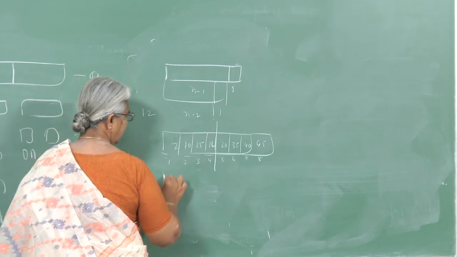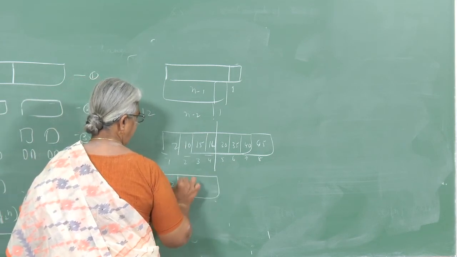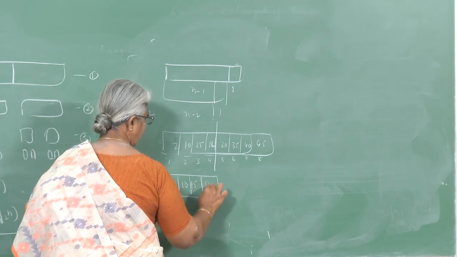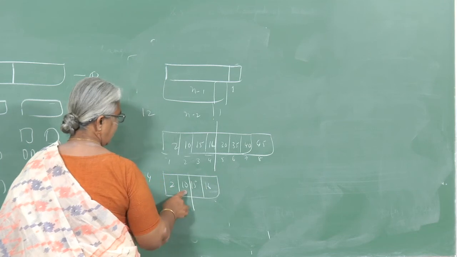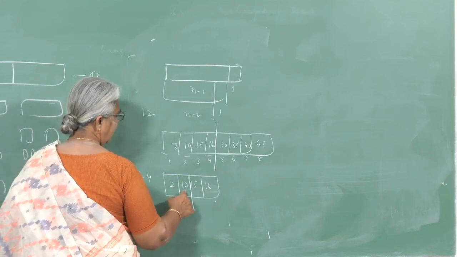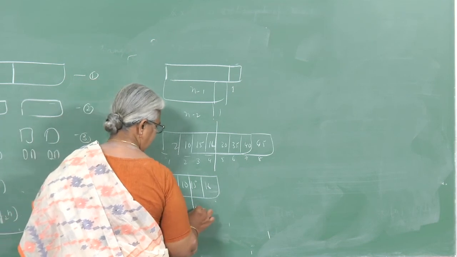So, what do we do next now? We divide this part again, 15, 16, into 2 parts. What is the middle part now? 10. Okay. I compare it with 10. It is larger than 10. Therefore, it must be only in this part.